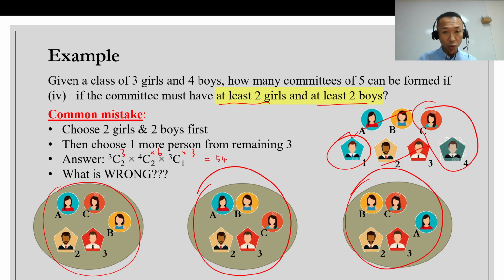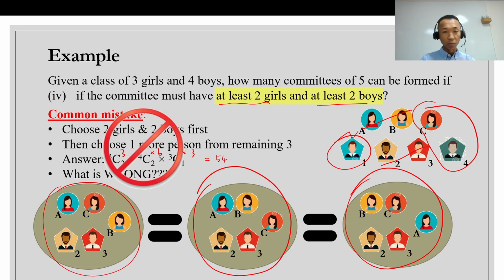So we have double counted, triple counted, whatever you call it. Alright? So we don't do that. That is a very common mistake. These 3 are the same. So we don't. Avoid this. Okay? Thank you.